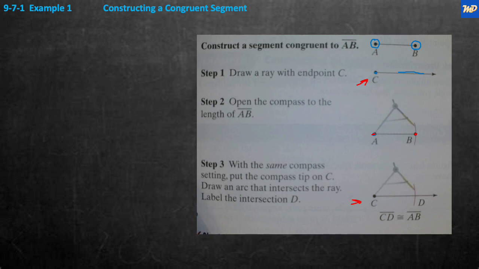And it says, with the same compass setting, put the compass tip on C, and then draw an arc that intersects the ray that you drew. You drew this ray up here at C. So now they want you to draw an arc. It doesn't matter how long it is, as long as it's the same length as A to B. And you just have to cross the line so that you get a mark and you know where it crosses. Then label that intersection point D. So now you have segment CD that is congruent to AB. Just by drawing a segment, measuring the distance between your two points with your compass, and then putting the compass pin on the starting point and drawing an arc across the line. All done.